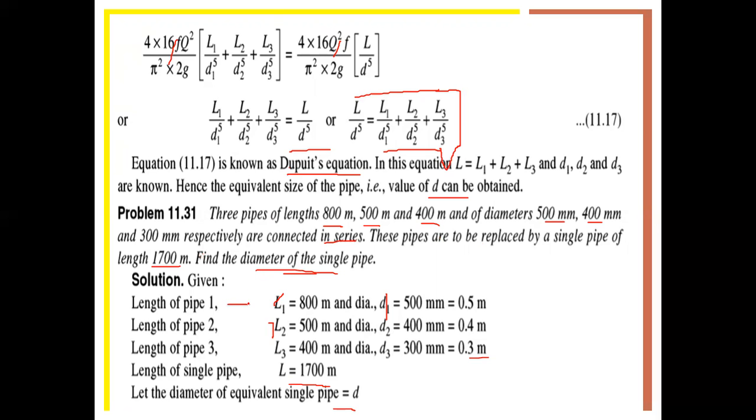Therefore, the length of pipe 1, L1, is equal to 800 meters and its diameter is 0.5 meter. The length of pipe 2, L2, is equal to 500 and D2 is equal to 0.4. The length of pipe 3, L3, is 400 and D3 is equal to 0.3. Therefore, the length of the single pipe, L, is equal to 1700. Let the diameter of the equivalent single pipe be D; we have to assume the diameter of the single pipe is D.